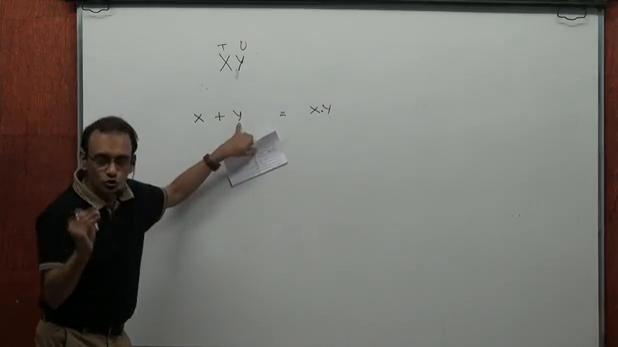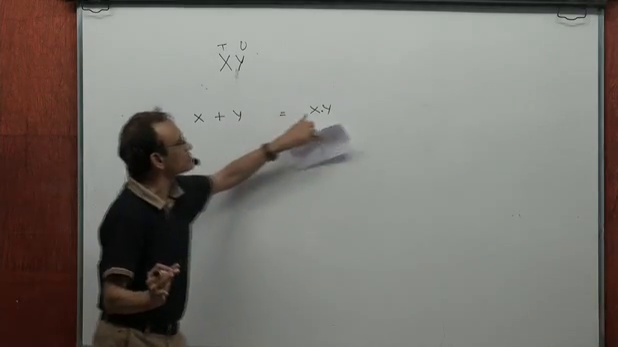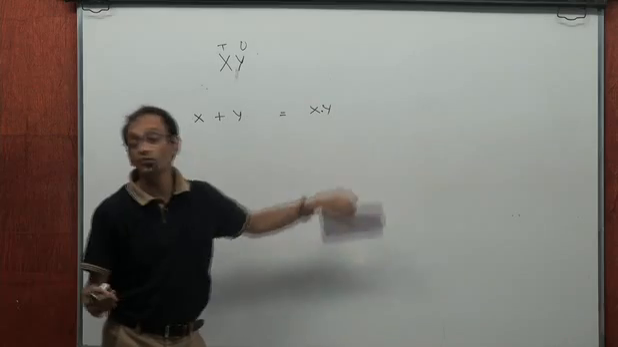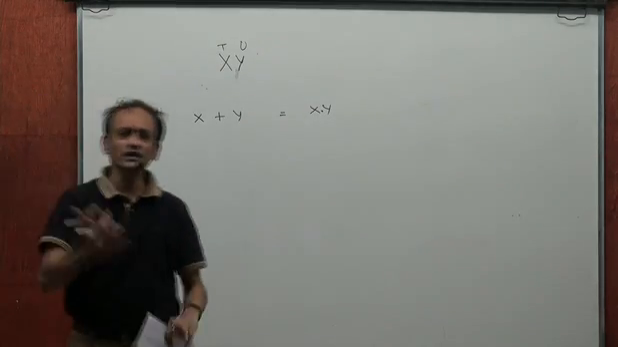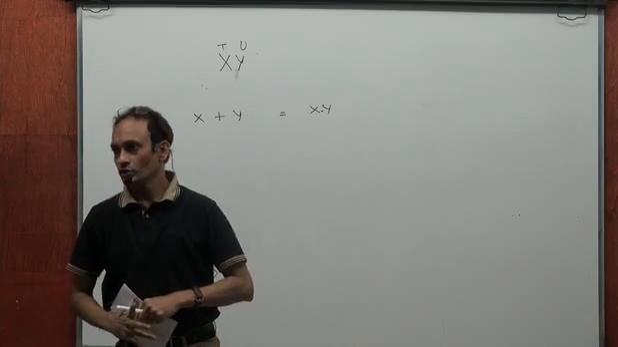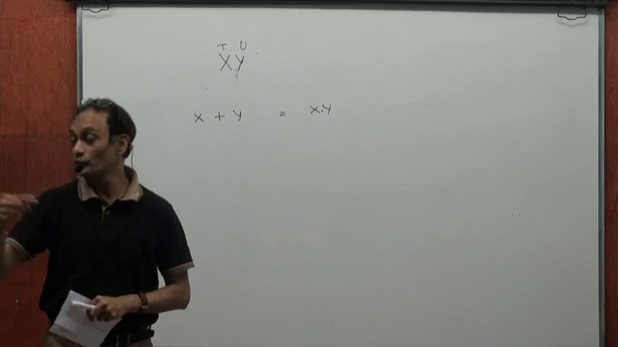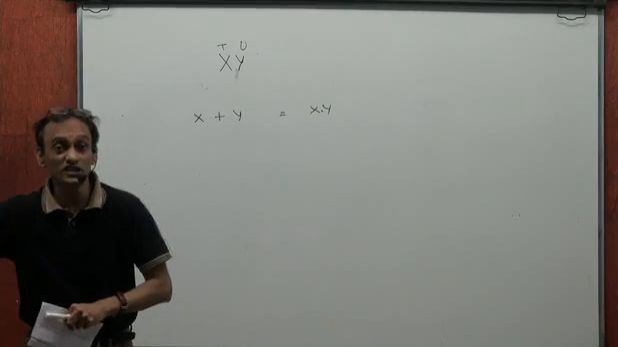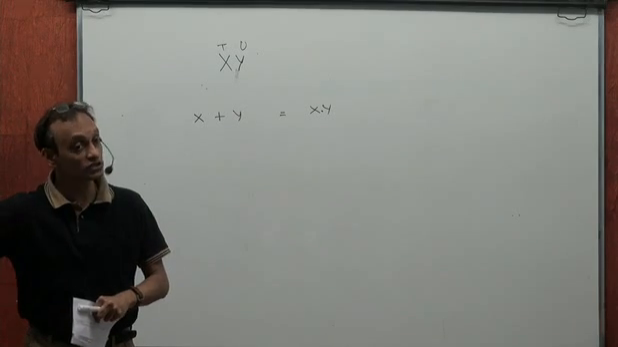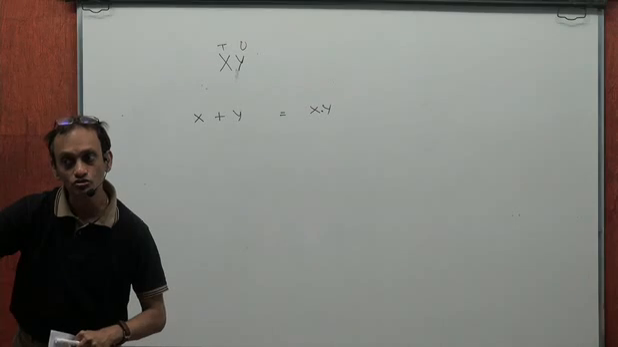x and y are the two digits of the two-digit number. This is the sum of the digits, this is the product of the digits. We want to find natural numbers x and y that satisfy this. By inspection, you can say that x must be 2 and y must be 2. Because if 22 is the number, the sum of the digits, 2 plus 2, is the product of the digits, 2 into 2. So from inspection I can say x is 2, y is 2.